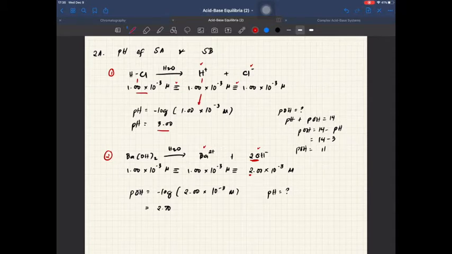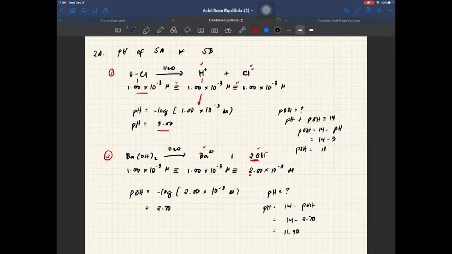So we can calculate the pOH value from the hydroxide ion concentration by plugging its value to this formula. So pOH is equal to negative log of 2 times 10 to the negative 3 molar, and the value is 2.70. Also, we can calculate the pH. pH is just 14 minus pOH, and 14 minus 2.70 is equal to 11.30.